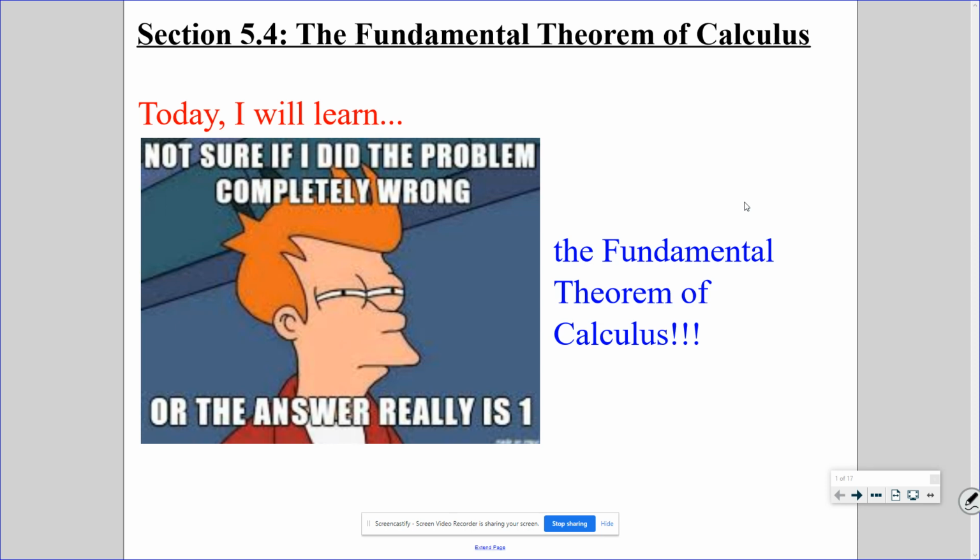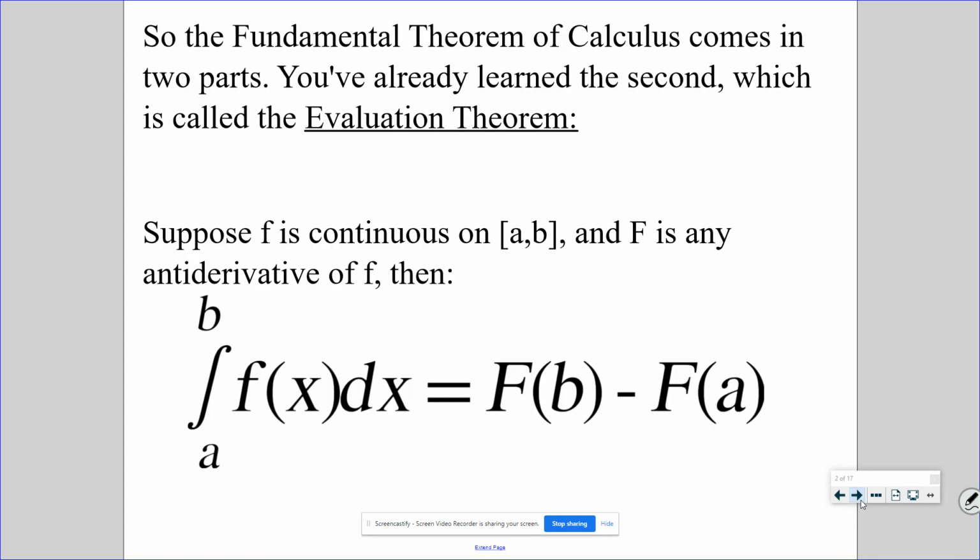Okay, section 5.4 is over the fundamental theorem of calculus. So what we're going to be doing is learning part 1 of the fundamental theorem of calculus, because you actually have already learned the second part. The fundamental theorem of calculus comes in 2 parts. The second part is actually just the evaluation theorem that you learned in lesson 5.3.